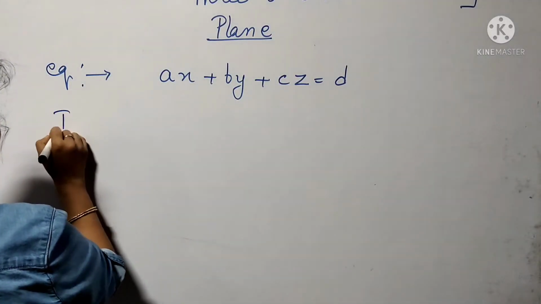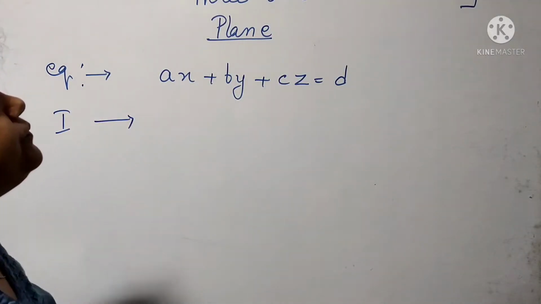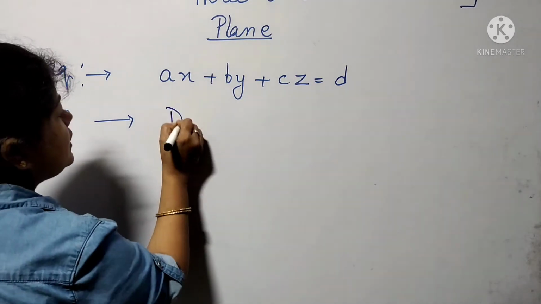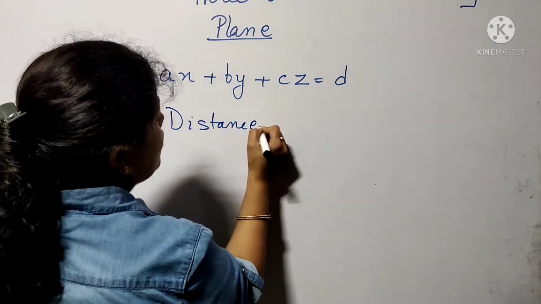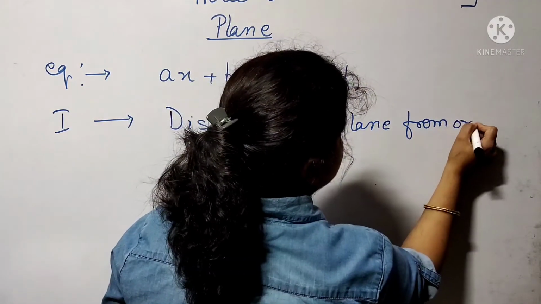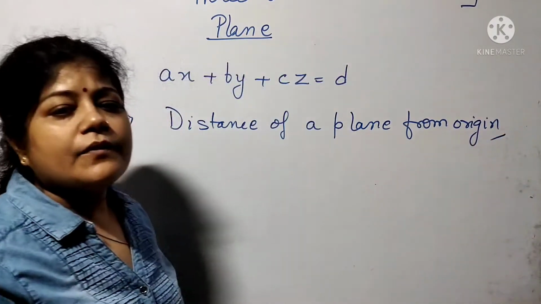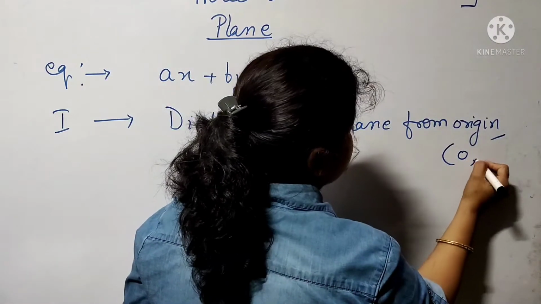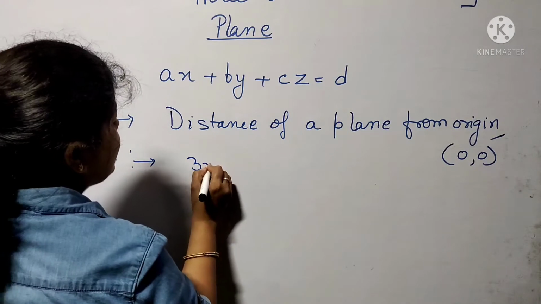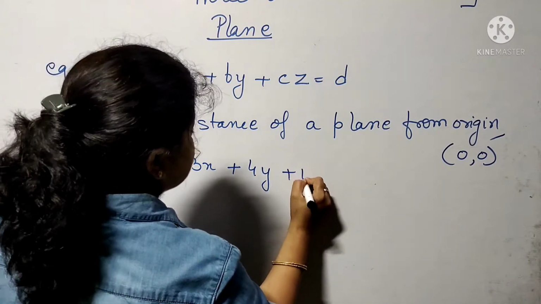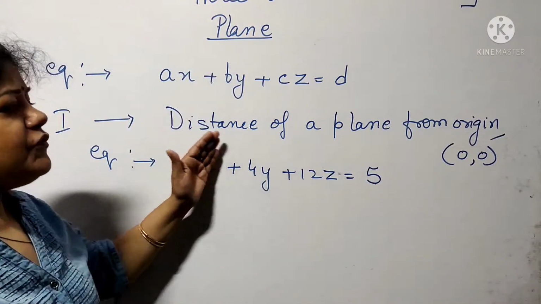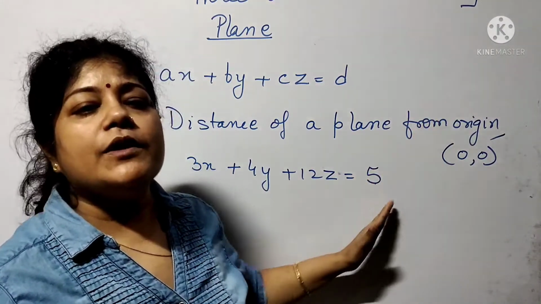इसमें सबसे फर्स्ट टॉपिक मैं आपके साथ जो शेयर करने जा रही हूं कि किसी प्लेन का ओरिजिन से डिस्टेंस निकालना हो, यानी distance of a plane from origin, हम किस तरीके से निकालेंगे। हमें पता है कि ओरिजिन होता है पॉइंट 0, 0। तो मान लीजिए मेरी इक्वेशन ऑफ प्लेन दी हुई है 3x plus 4y plus 12z is equal to 5, and we have to find the distance of the plane from the origin.